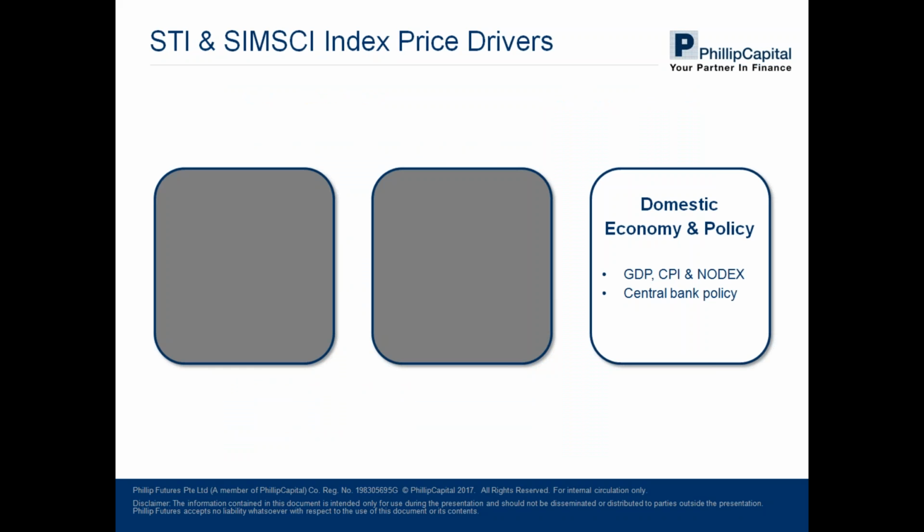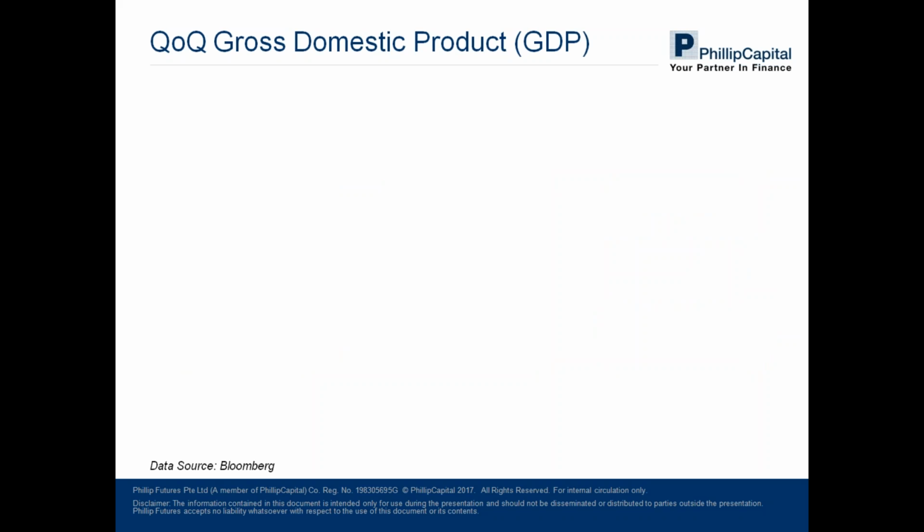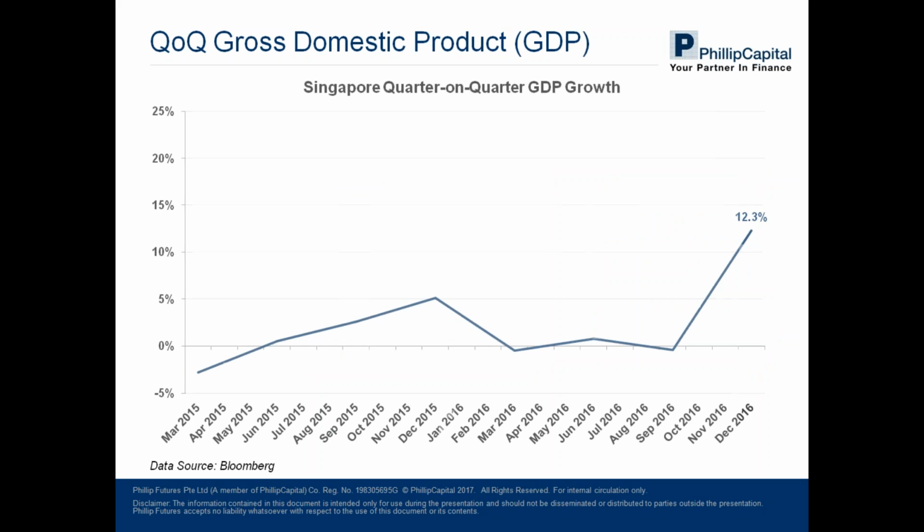And lastly, I want to talk about domestic economy and policy, which may be more timely tonight as we are looking to GDP data releases and the MAS policy review tomorrow. So let's take a quick recap on the Singaporean economy. In the GDP space, we're seeing quite a positive pickup at 12.3% from a negative growth the previous quarter.